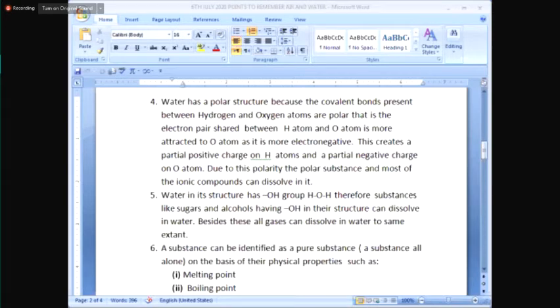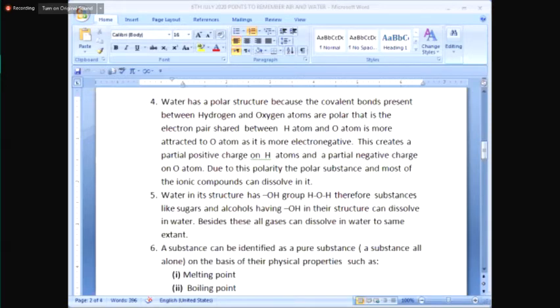This creates a partial positive charge on hydrogen atoms and a partial, which is depicted by a delta sign, negative charge on the oxygen atom, not clear-cut negative and positive. Due to this polarity, my dear students, the polar substances and most of the ionic compounds can dissolve in water.